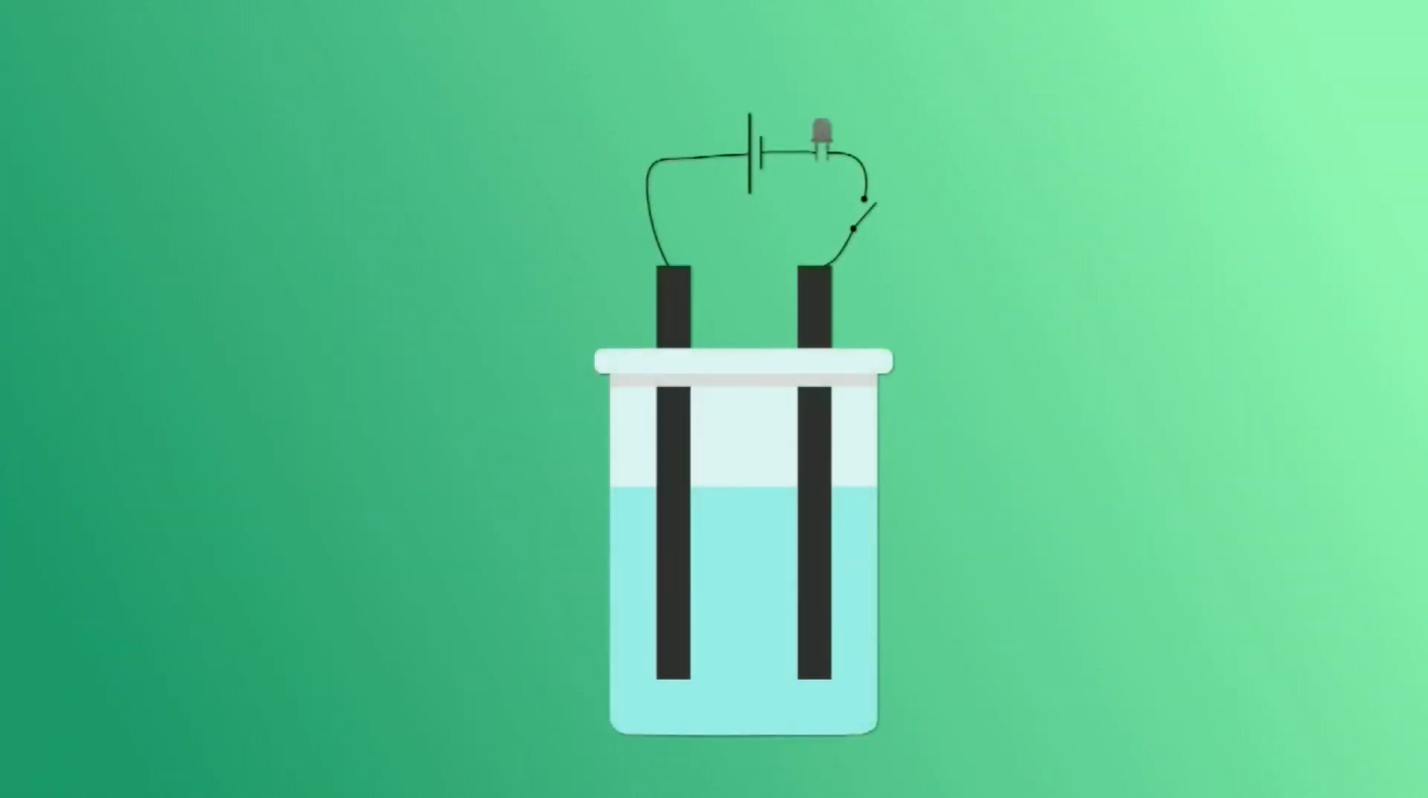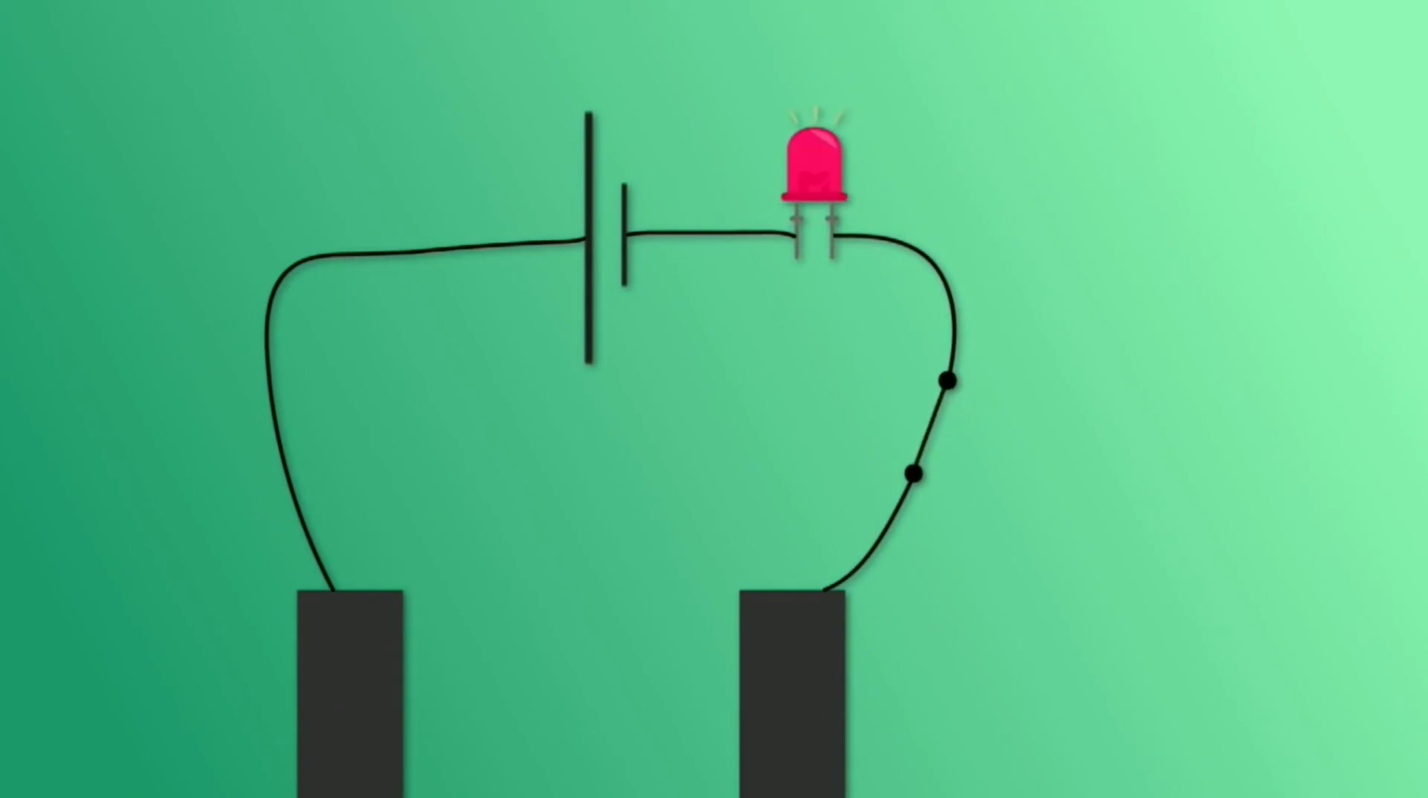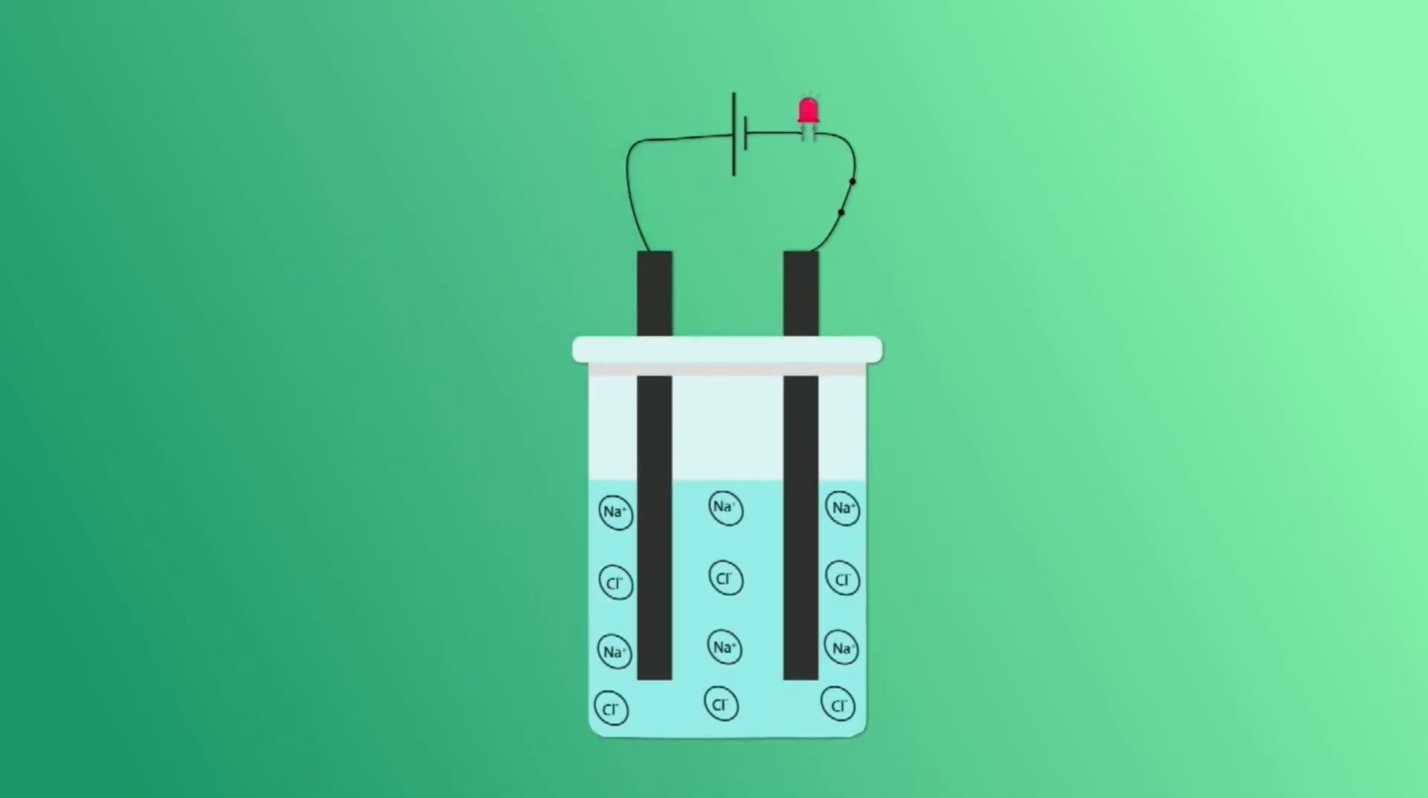Molten sodium chloride is taken in an electrolytic cell. Electricity from a battery is passed through it using two carbon electrodes. The LED in the circuit glows. That means electricity is passed through molten sodium chloride. That is, molten sodium chloride is an electrolyte.